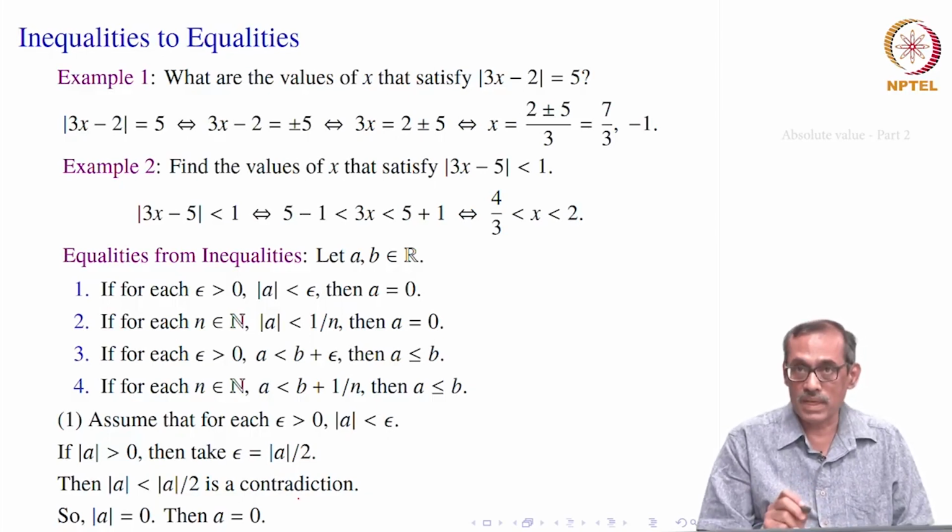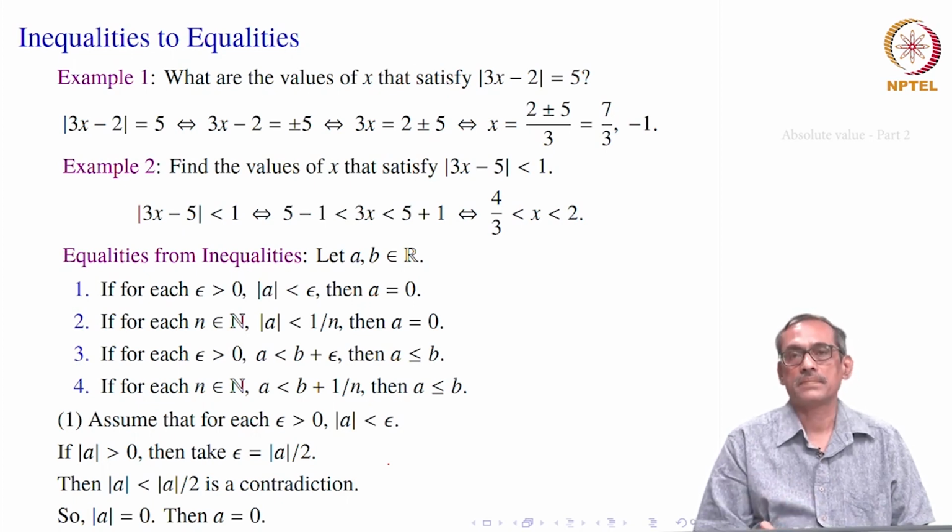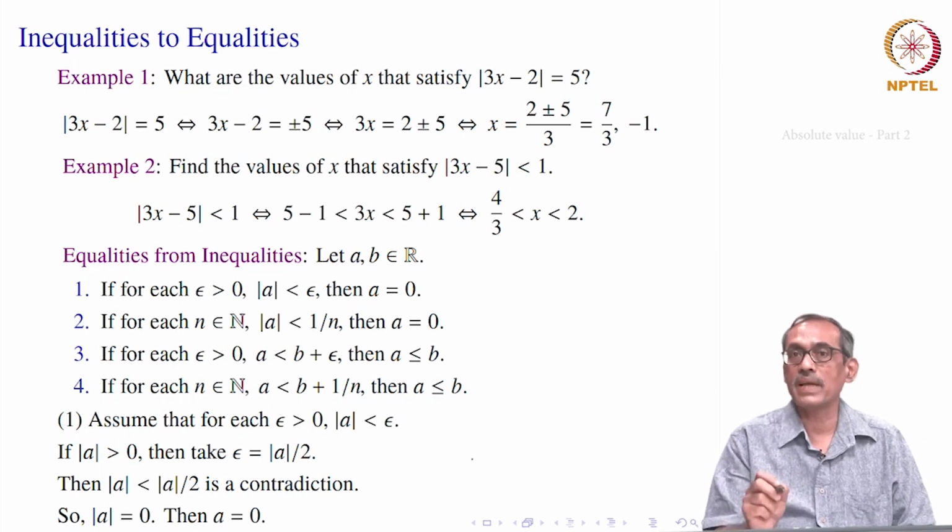Here we do not have every epsilon greater than 0, but it says something about natural numbers. It says that mod A is less than 1 by n for every natural number n. So that means mod A is less than 1, mod A is less than half, mod A is less than 1 by 3, mod A is less than 1 by 4, and so on. Then it says that mod A cannot be positive, it has to be equal to 0.